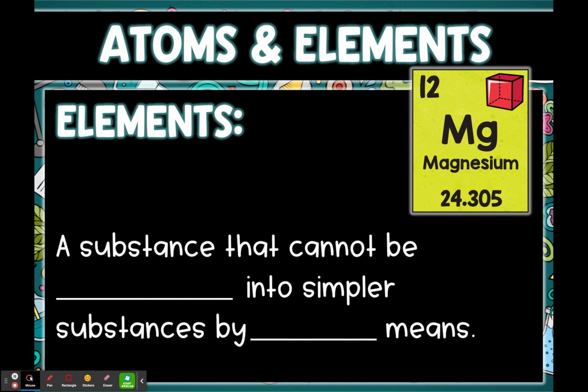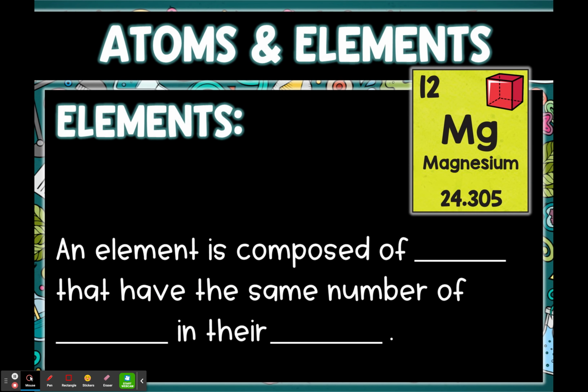All right, let's talk about elements. So an element is a substance that cannot be broken down into simpler substances by chemical means. An element is composed of atoms that have the same number of protons in their nucleus.